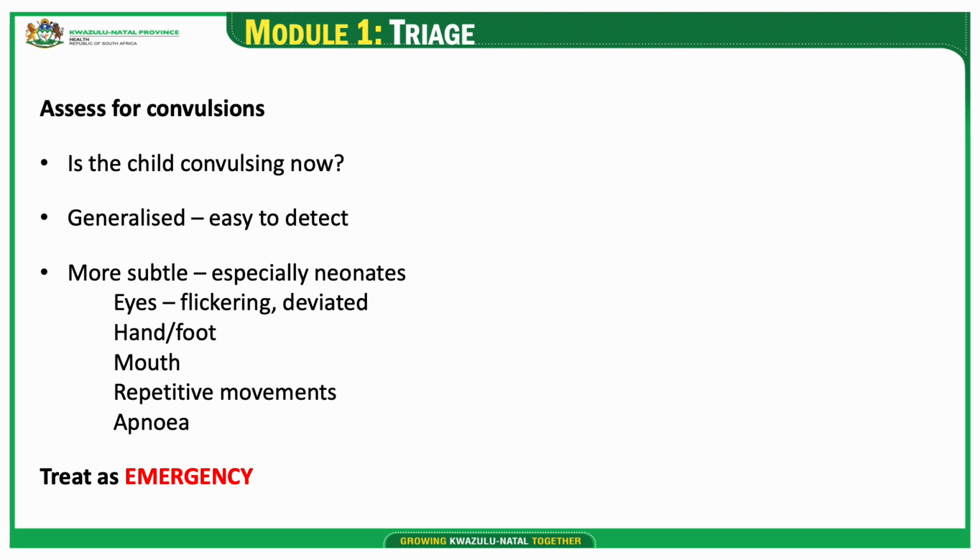Assessing for convulsions. Is the child convulsing now? Remember, we don't treat a child with a history of convulsion as an emergency patient, but only if they are convulsing now. Generalized convulsion is easy to detect. Many of us have seen those. But remember, in neonates and small children, the signs may be more subtle: flickering eyes, deviated eyes, just twitching of the hand or foot, twitching of the mouth, repetitive movements, or apnea. If any of these are present, we treat as an emergency.